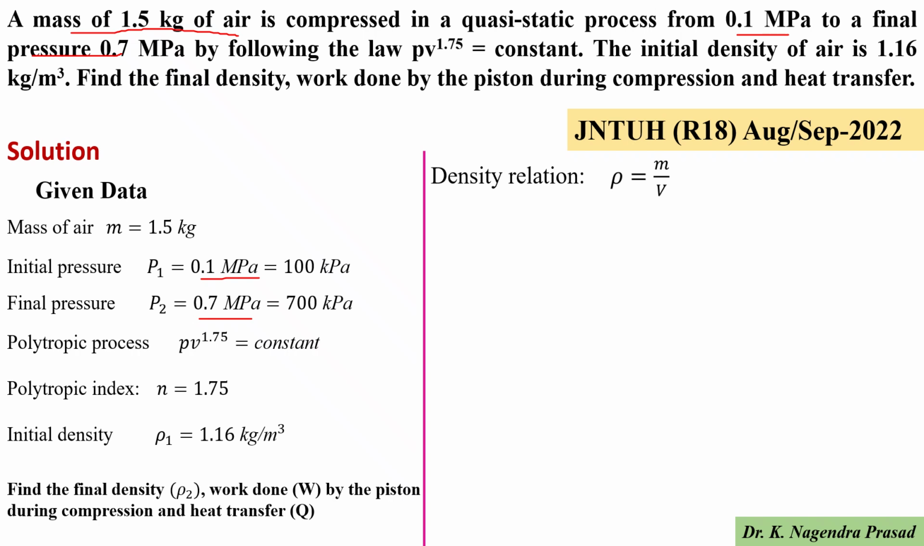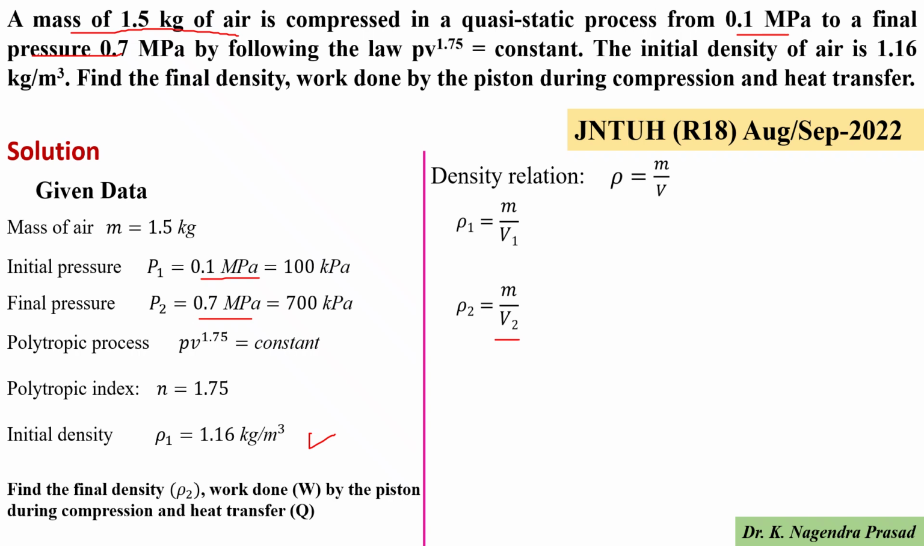So first we have to determine the final density. We know the density relation is rho equal to m by V. Here the initial density is given, that is rho 1 equal to 1.16 kg per meter cube. Then we have to determine rho 2 equal to m by V2. For the determination of the final density we need the V2 value, but in the data it is not given, the V1 as well as the V2.